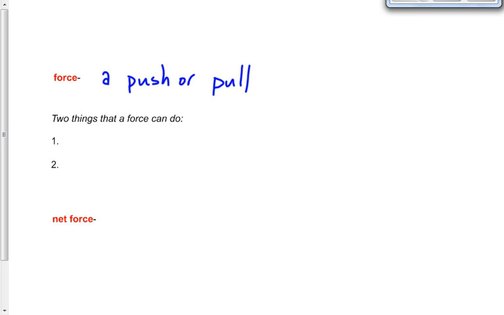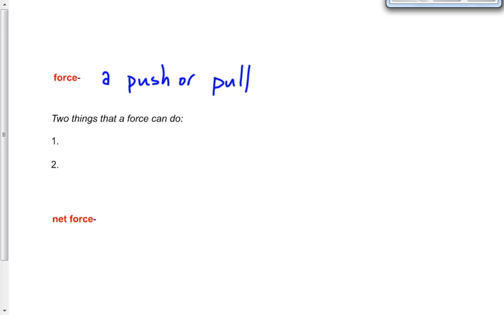Now, that push or pull can come from me. I can do the pushing. Right now, I could be pushing Lane's desk or pulling Lane's desk. That's a force. But it can also come from, let's say there was an earthquake right now and Lane's desk started moving. That push or pull could come from something else, like the earthquake as well. Or if something hit it, something ran into it, then that could apply the force as well, the push or the pull. Now, there are 2 things that a push or pull can do, that a force can do.